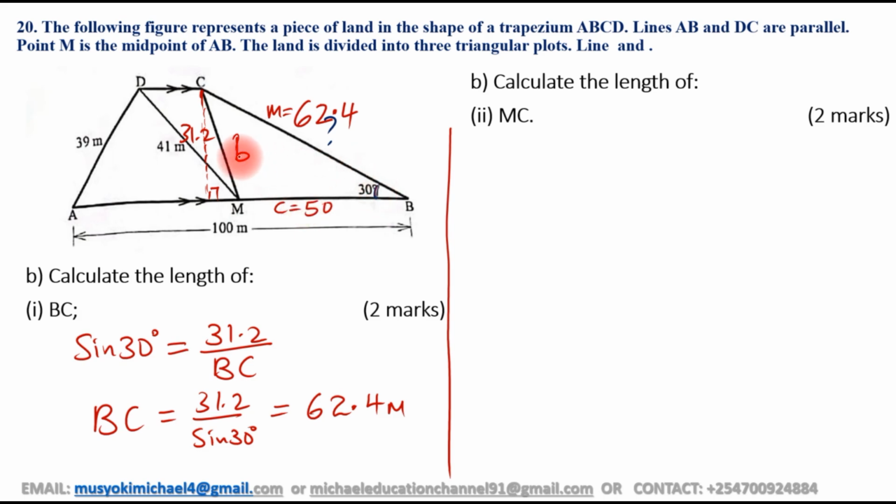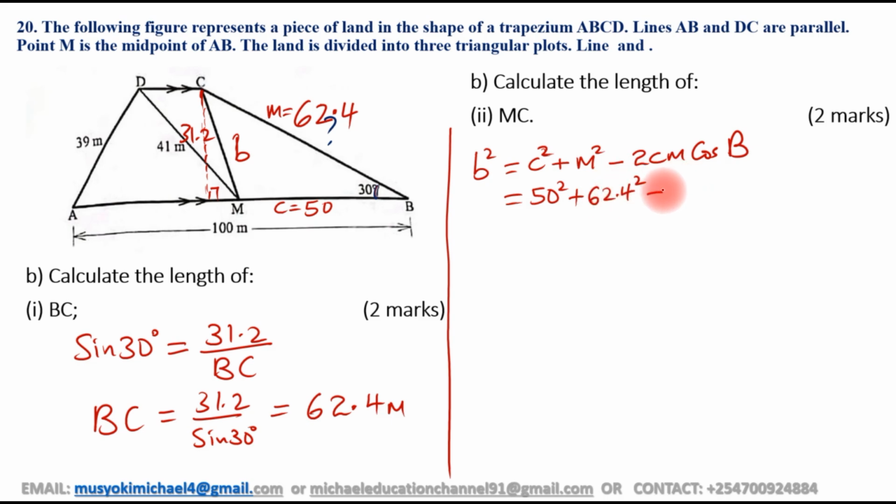So this is the side we are looking for. So B squared is equal to C squared plus M squared minus 2cm cosine D. So that's what we are actually looking for. And in our case, C is 50. So 50 squared plus M is 62.4, we square it, minus 2 multiplied by 50 multiplied by 62.4 multiplied by cosine 30 degrees.